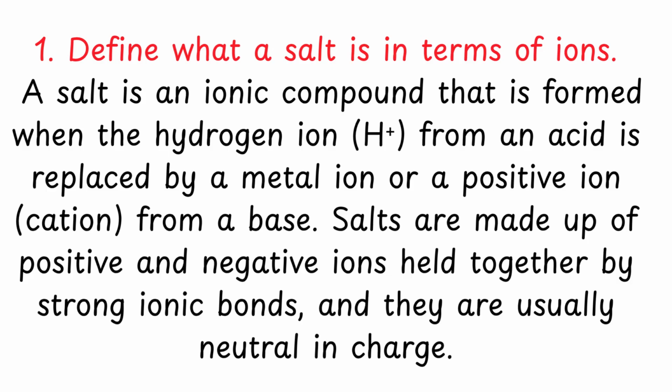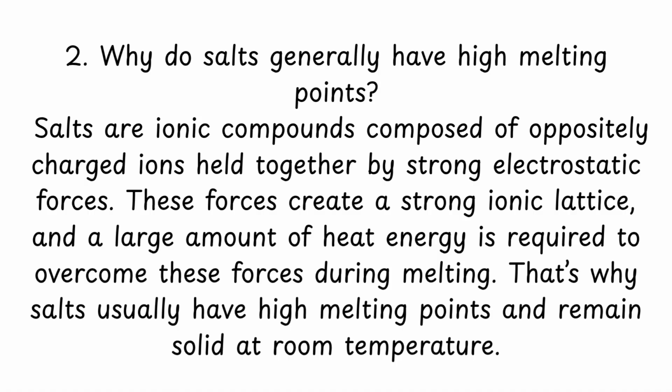1. Define what a salt is in terms of ions. A salt is an ionic compound that is formed when the hydrogen ion, H+, from an acid is replaced by a metal ion or a positive ion, cation, from a base. Salts are made up of positive and negative ions held together by strong ionic bonds, and they are usually neutral in charge.